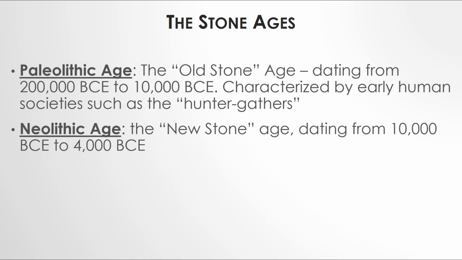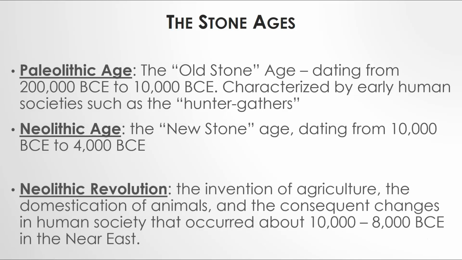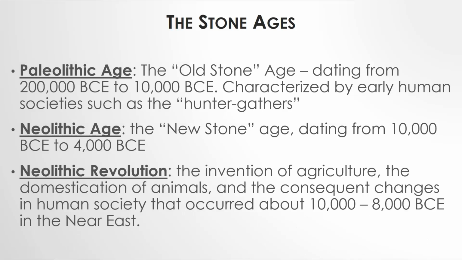Then you have the Neolithic age, the New Stone Age, dating from about 10,000 to 4,000 BCE, where humans begin to change from hunter-gatherers to settle into larger groups and civilizations, have more permanent towns, things like that. We'll talk especially about the invention of agriculture, which is the Neolithic Revolution. It starts first in the Near East, what we would call Mesopotamia, the Middle East today, the Tigris-Euphrates River Valley. And that's the first one, around 10,000, 8,000 BCE.